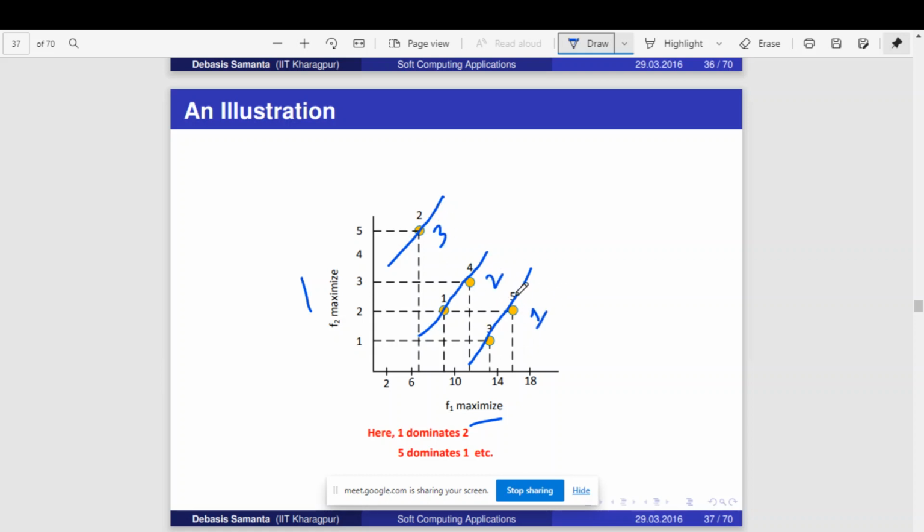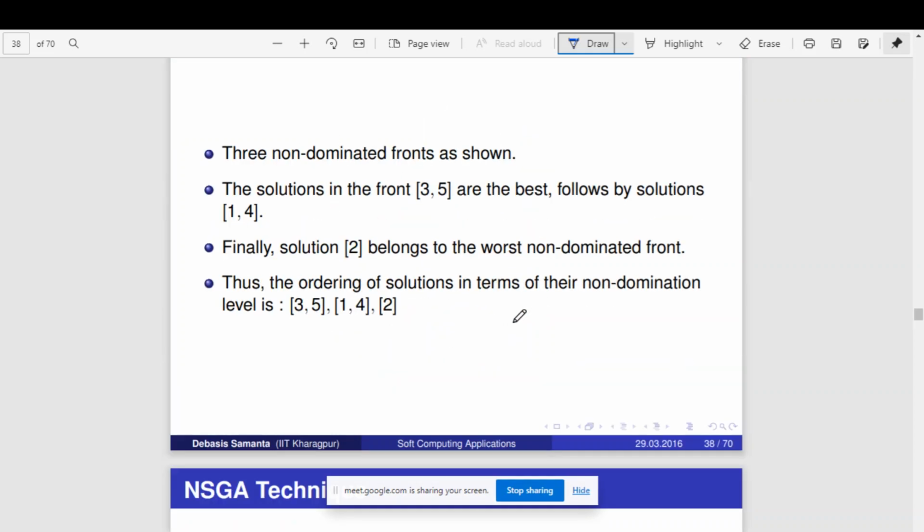Then it will assign a common, shared fitness value for these two individuals, and a fitness value for this one. This is the first step. Then the second step is the ninth step, where it has to identify the updated fitness score for individuals. So how is that done?